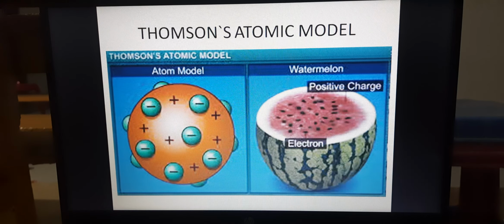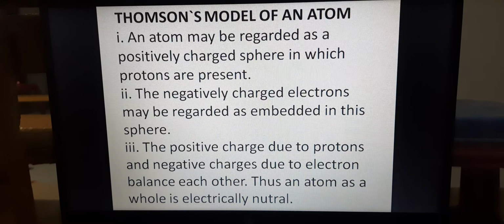Now just see Thomson's atomic model. He compared the atoms of an element to a watermelon. As the seeds are embedded in the watermelon, in just this way the protons and electrons are scattered in an atom. He explained this, although his experiment was an initial one, and it was somewhat changed and modified by Niels Bohr. You see on the left side the atomic model, how the protons and electrons are scattered in an atom.